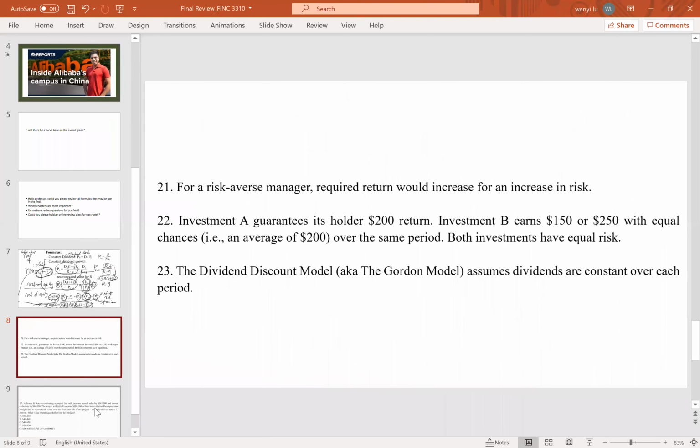So let me show some questions. For example, we have some examples here. In the final, we have no true and false questions, but here we have some questions for review. These three questions will ask you to determine true or false. Let's see the first question.